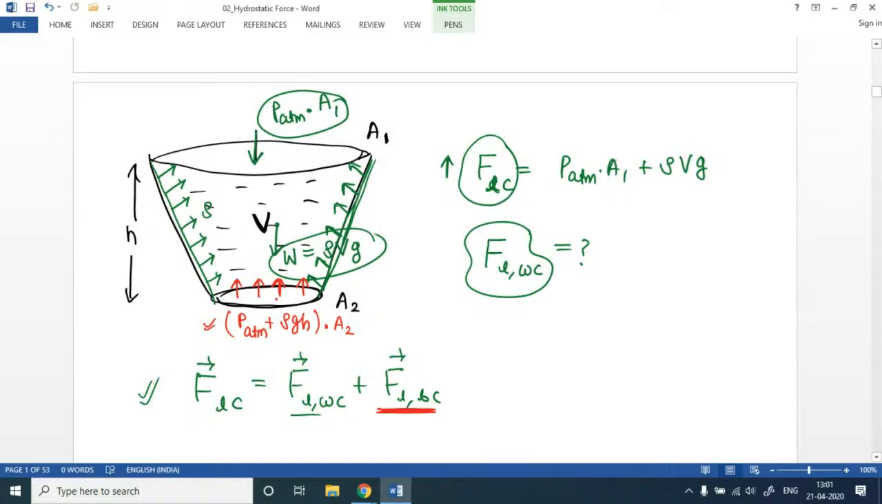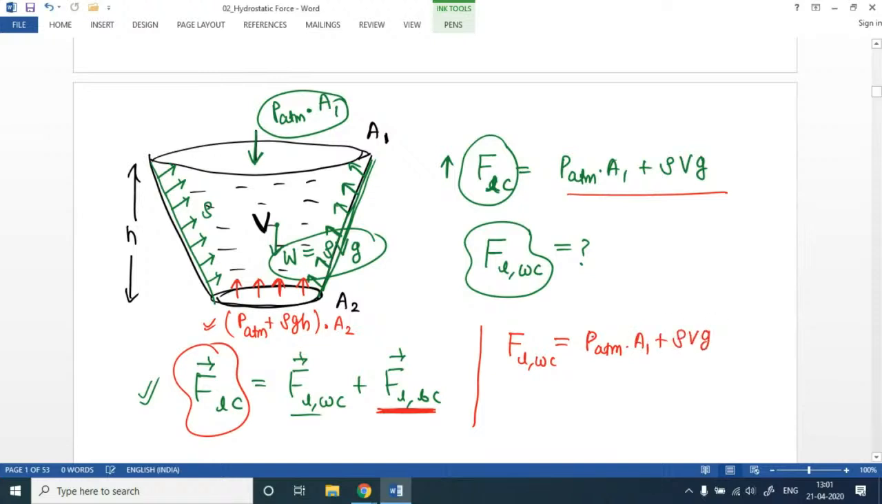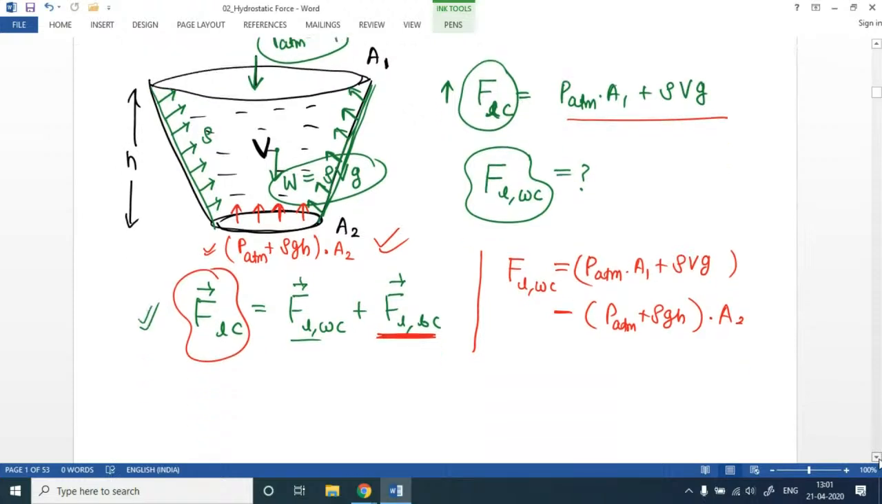So the remaining vertically upward force, magnitude-wise, the force on the liquid exerted by the wall of the container, will turn out to be the total force, which we have already calculated, that is P atm into A1 plus rho Vg, and we must subtract this quantity from this, and that would be P atm plus rho gh into A2. So that is how we are going to do that. So that is one of the problems.